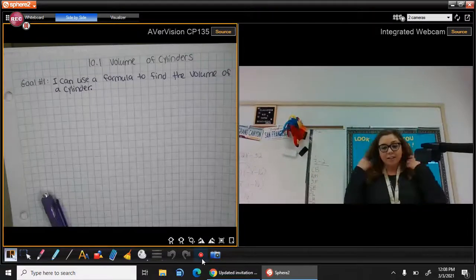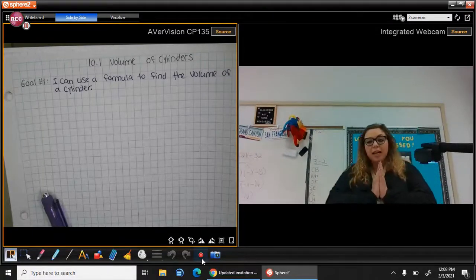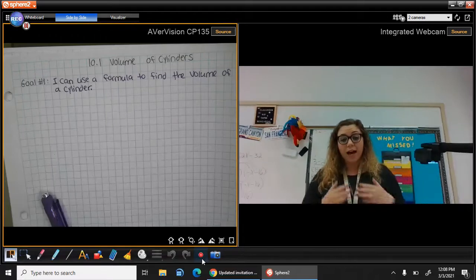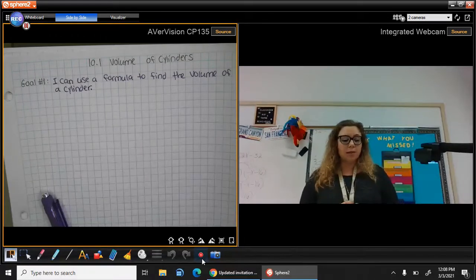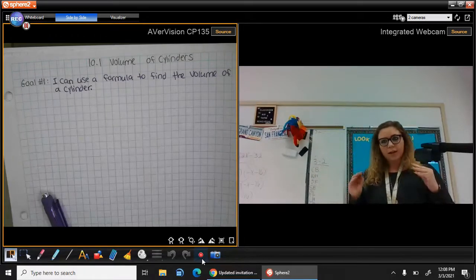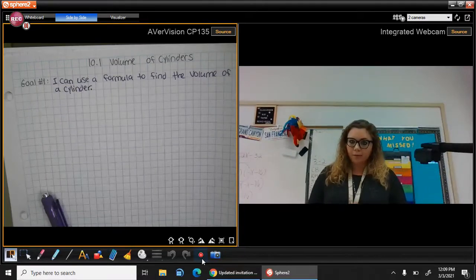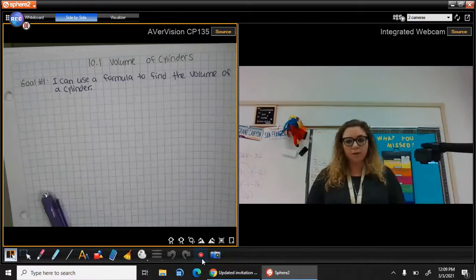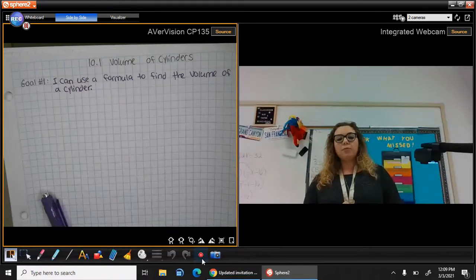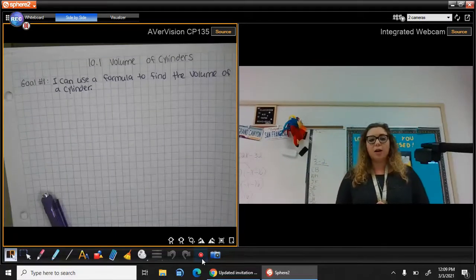Hey, okay, so today we're going to start a new unit and it is on volume. I personally love volume. This is one of my most favorite content to teach. We're going to be talking about volume today, tomorrow, and part of next week. So goal number one is I can use a formula to find the volume of a cylinder.